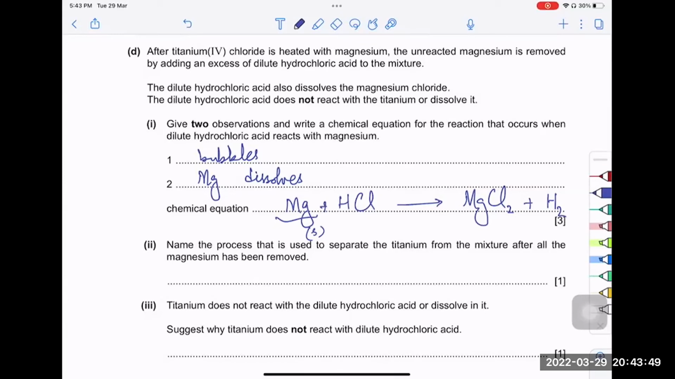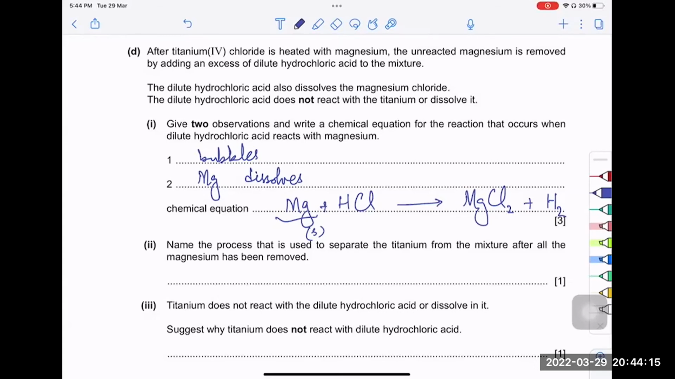सारा magnesium निकाल दिया. Magnesium अब हमारे पास mixture में है, solution में है. Okay? और टाइटेनियम को निकालना है, मैग्नीशियम क्लोराइड को अलग करना है, टाइटेनियम को अलग करना है. क्या करें? टाइटेनियम मेटल है, मैग्नीशियम क्लोराइड एक्वस है, कैसे अलग करें?